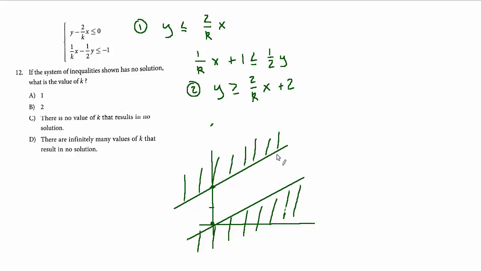Well, pretty much any slope that these two lines had. I drew it arbitrarily. Slope looks like it's about 1/2, but had we made it any other slope, regardless, these lines are going to be parallel. So there's infinitely many slopes that will have it so that there's no solution to the system of inequalities. So there's an infinite number of values of k that would result in no solution. D is the best choice.